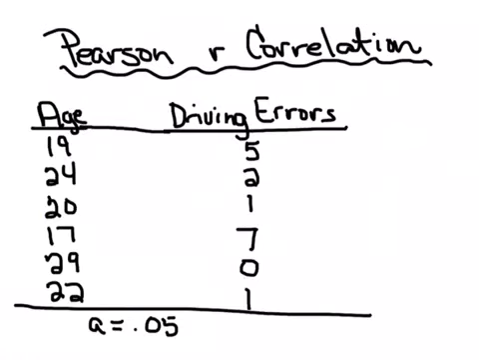So what we're really looking at in this research scenario is people from the age of 17 to 30, and to look at driving errors, and the hypothesis is that as age increases, driving errors will decrease. So we're going to test this at 0.05 and start going through the process.